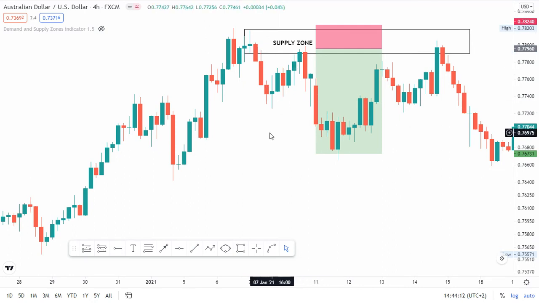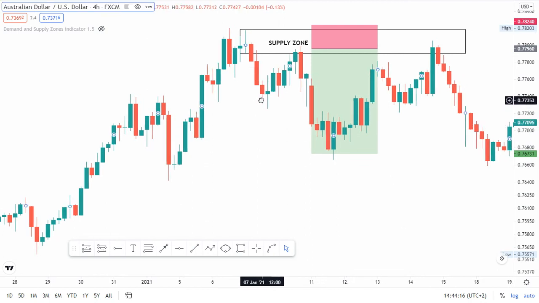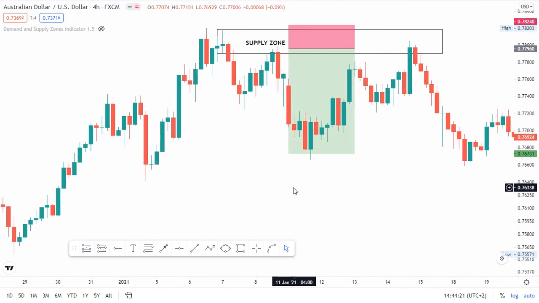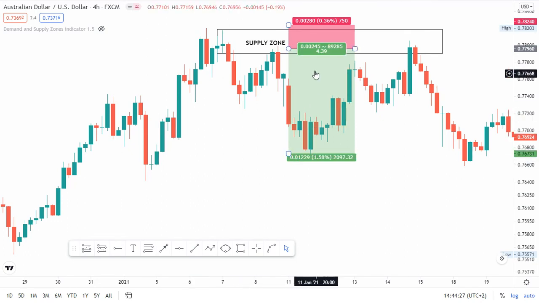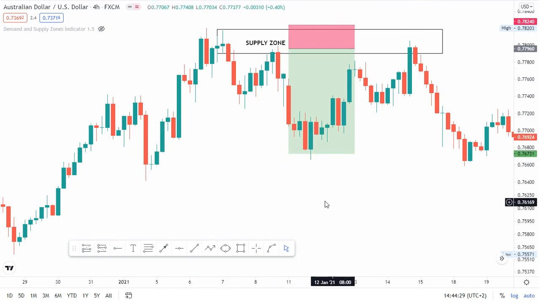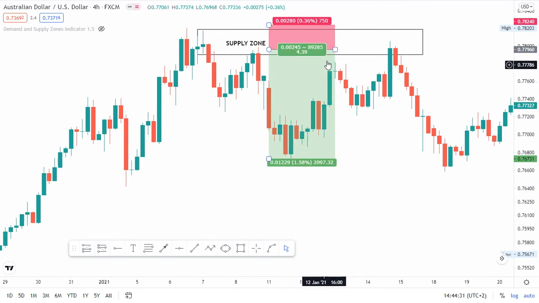Okay. Do we have overlapping demand supply? We don't have overlapping supply here, but clearly it worked still. And does it give us a risk to reward ratio of 1 to 3? Yes, it has. Look, the potential target was here and it gave us what? 1 to 4. Simple. So we'd have taken this trade.